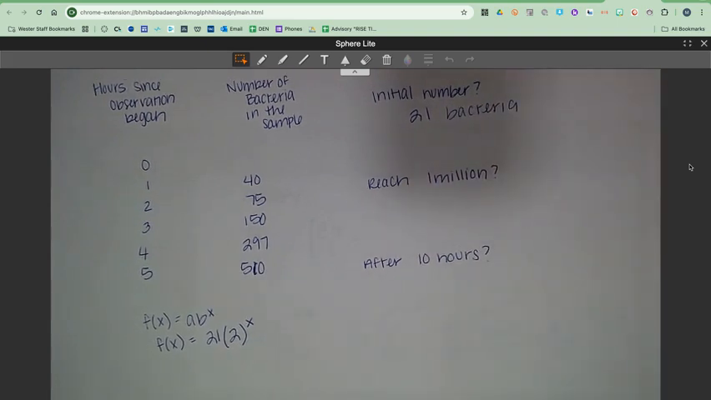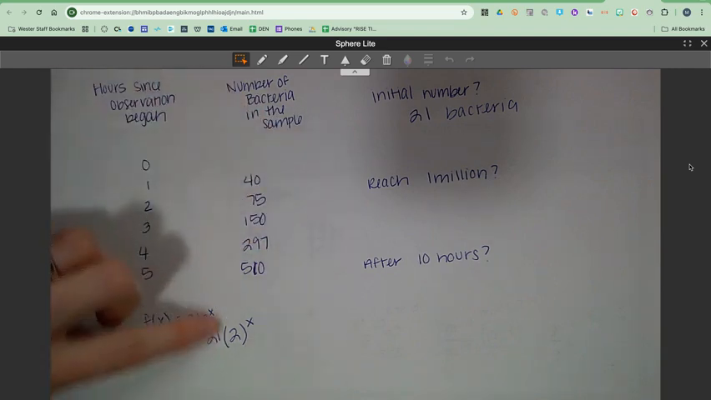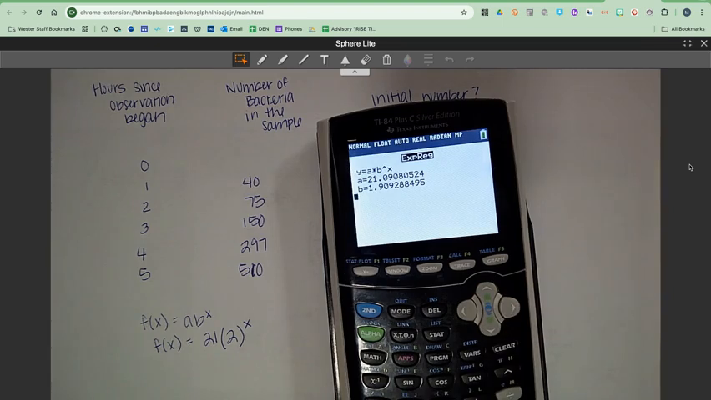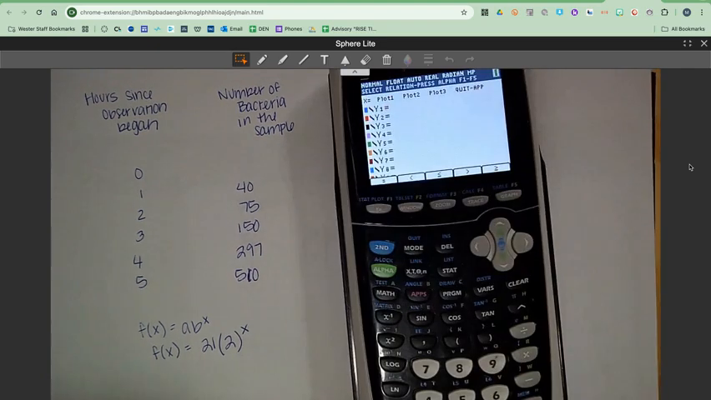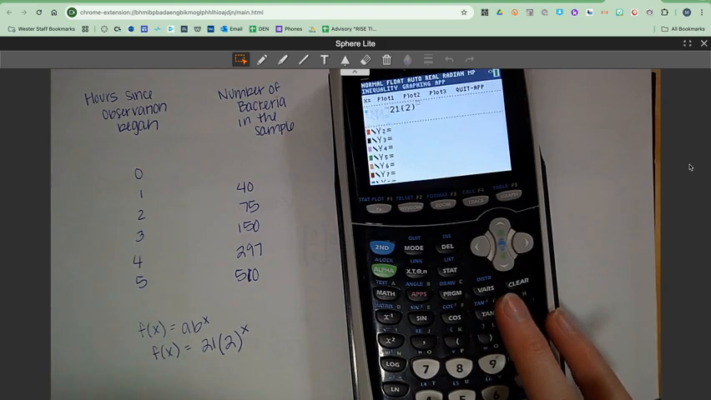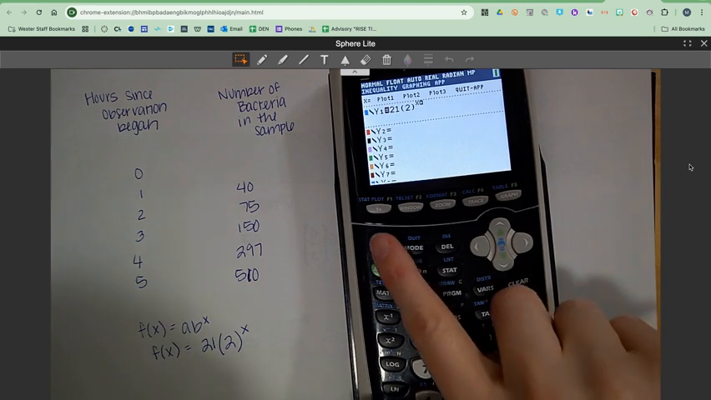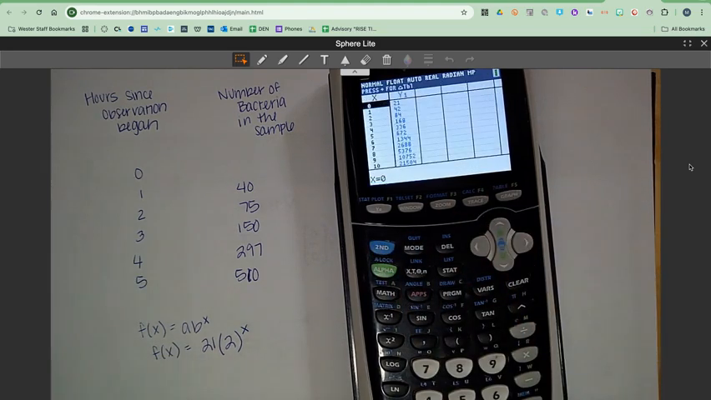So the next thing it's asking is how long until it reaches 1 million? Well, 1 million would be a Y value because we're talking about bacteria. So to calculate this, we are actually going to go ahead and use our function on the Y equals. So I'm going to type our equation. So we have 21, whoops, still in the equal sign, 21, parentheses, we have 2. We're going to use your caret symbol, raised to the power of x. And now I want to find 1 million, so I'm going to do second graph so I can look at the table.